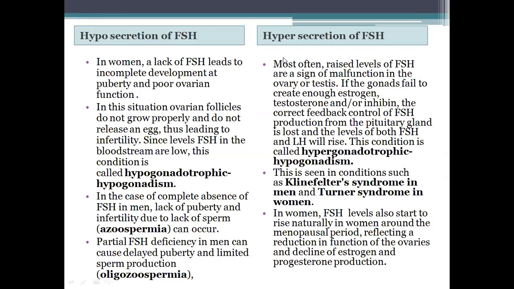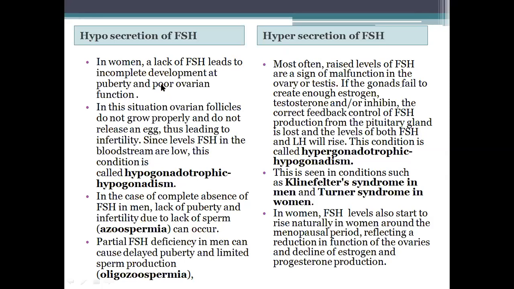Now, what is the abnormal situation when the hypo or hypersecretion of FSH is seen? Under the hyposecretion of the FSH, it may result in associated fertility problems, together termed as hypogonadotrophic hypogonadism. Okay, so hypogonadotrophic hypogonadism is a condition in both males and females which may result in infertility.